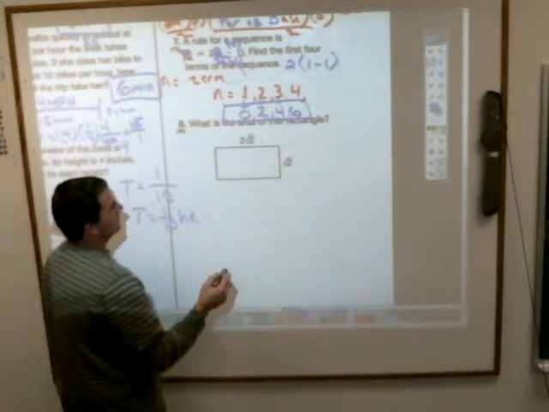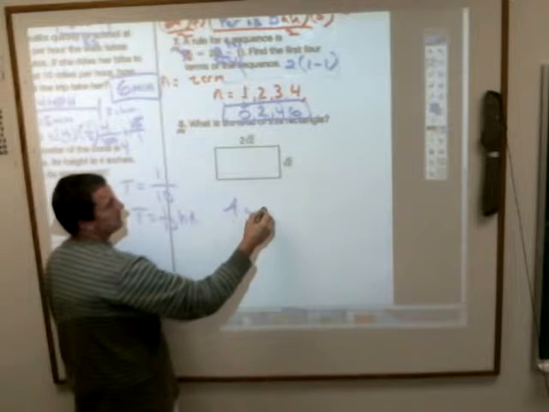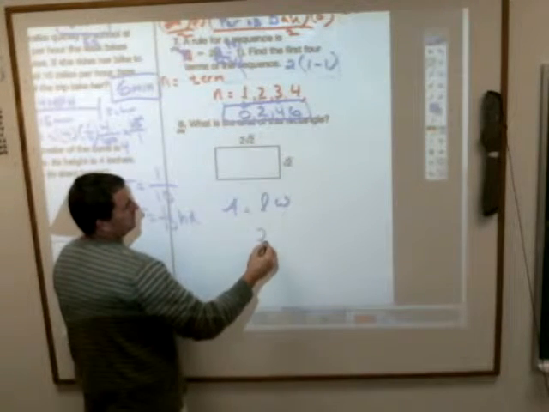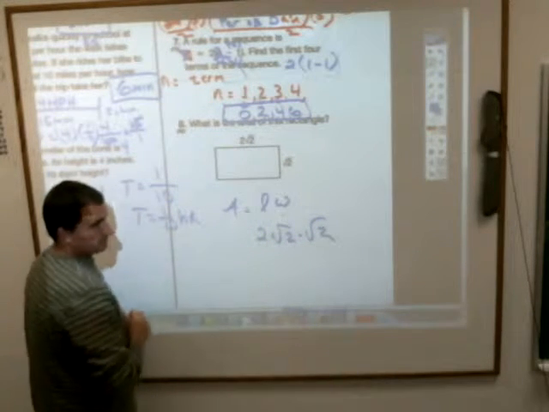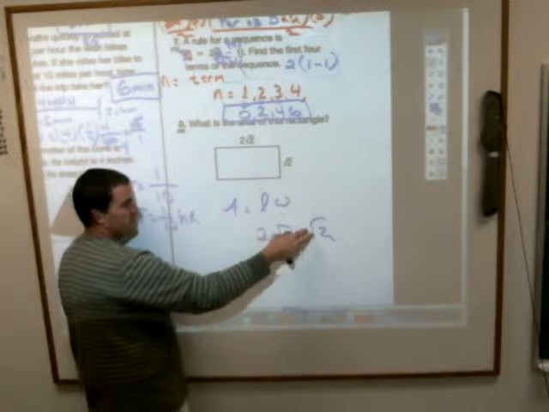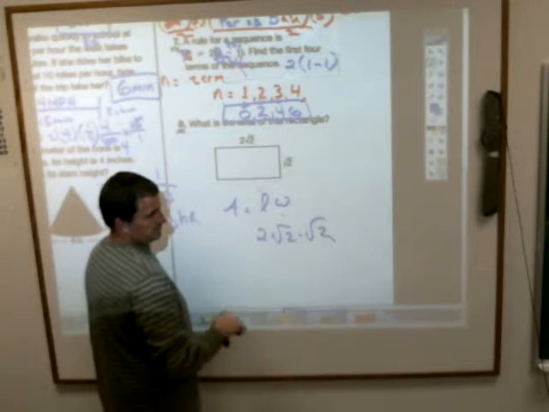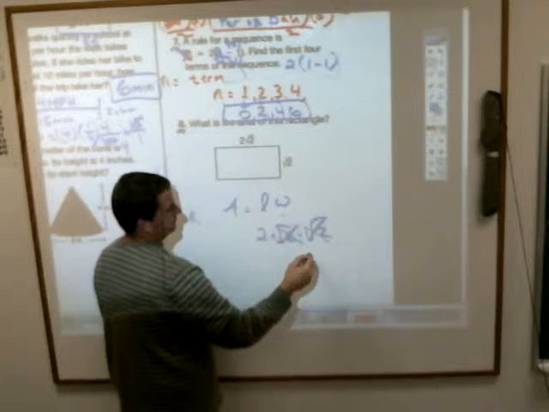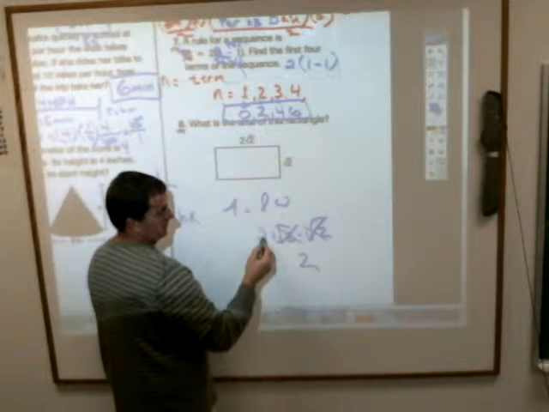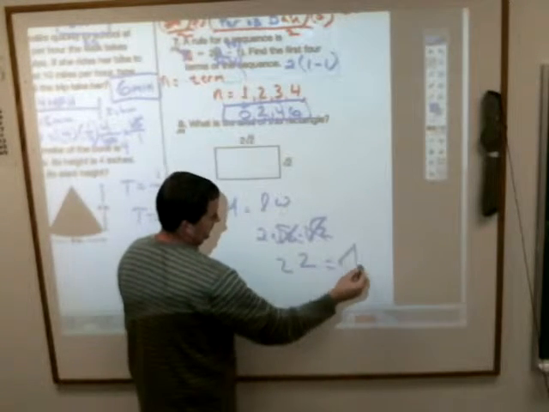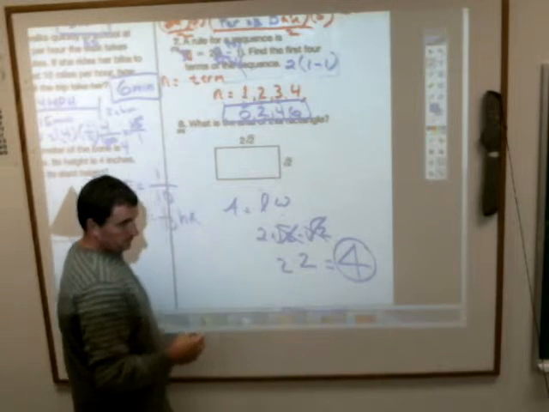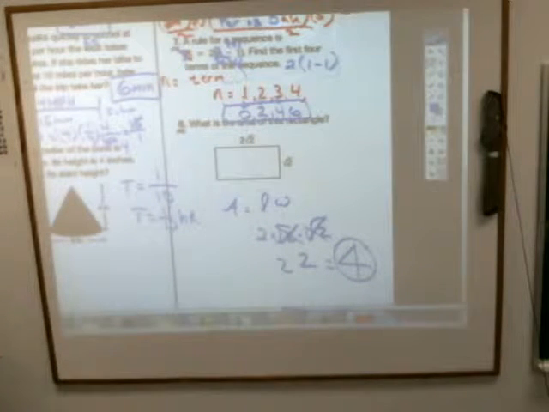Area? Sage? How do you find area? So it's just 2 times the square root of 2 times the square root of 2, right? Mm-hmm. What happens, Sage, when you have 2 identical square roots? And you get a normal number. Now you got this normal number, that normal number, 2 times 2 is 4.